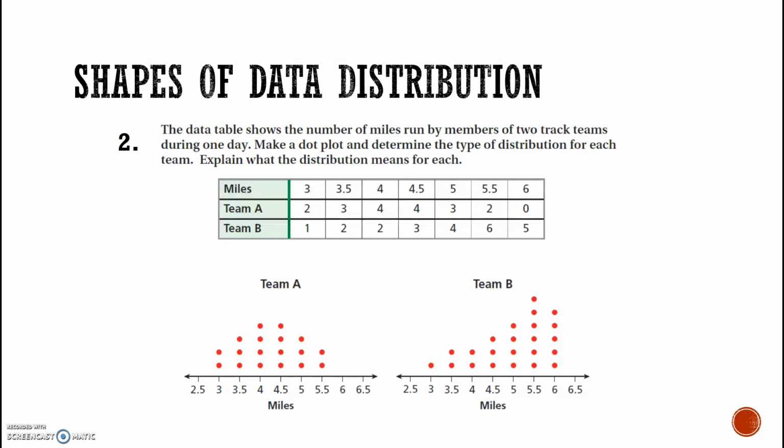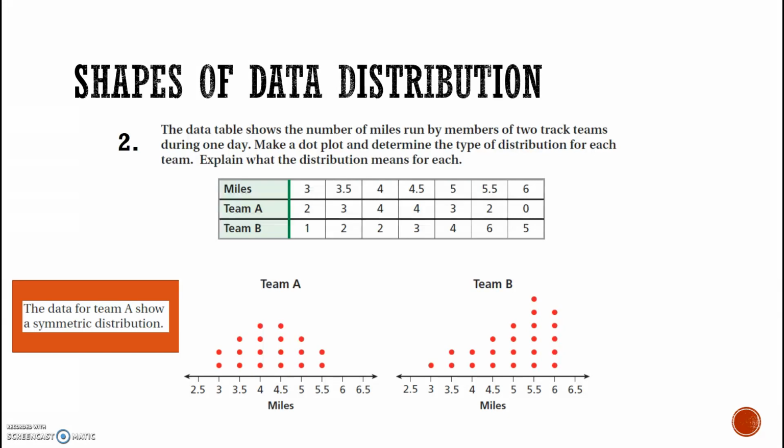Okay, let's look at Team A first. Team A has a symmetric distribution. If I drew a line down the center, this one was pretty easy. It's exactly symmetrical. They're both reflections of each other.